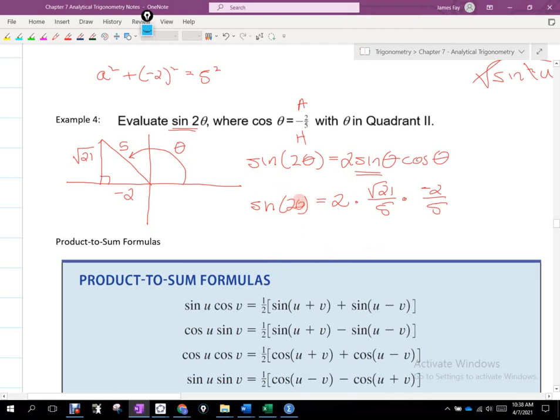So I don't know anything about this 2 theta angle. But if I want to know something about it, I can learn all I need to know about it if I know stuff about the 1 theta angle, which we do. We have that information. So this turns into being negative 4 radical 21 over 25. Okay? So what that means is the y value is a negative 4 radical 21 over 25, okay, when we have this circle that has a radius of 5 units.